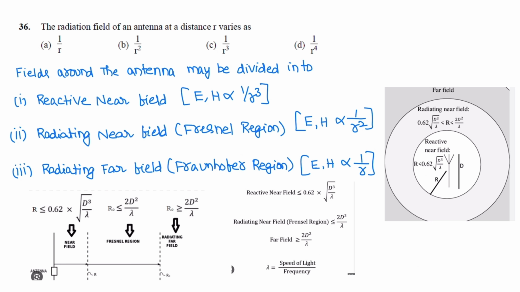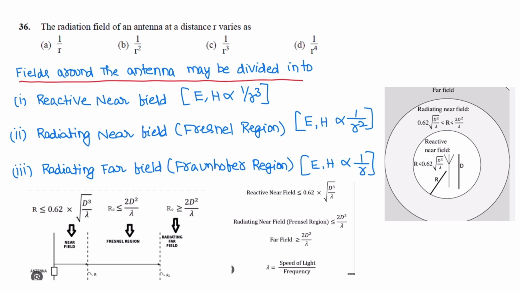Next question. The radiation field of antenna at a distance R varies as. Generally, the regions surrounding the antenna consist of reactive near field, radiating near field or Fresnel region, and radiating far field or Fraunhofer region. The electric field varies as 1 by R in radiating far field, and electric field or magnetic field is proportional to 1 by R square in Fresnel region, whereas in reactive near field, electric field is proportional to 1 by R cube.